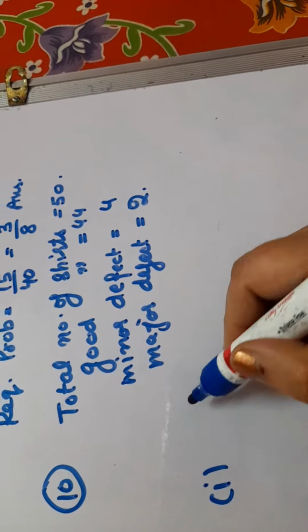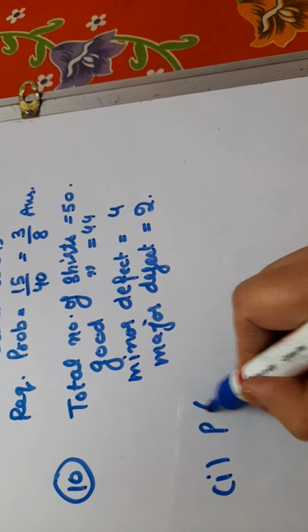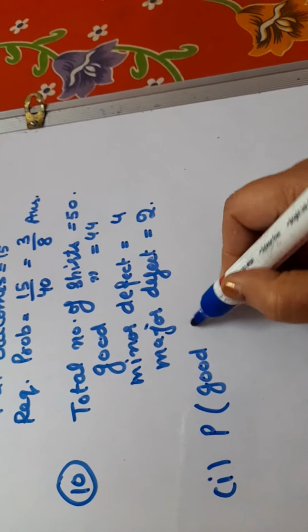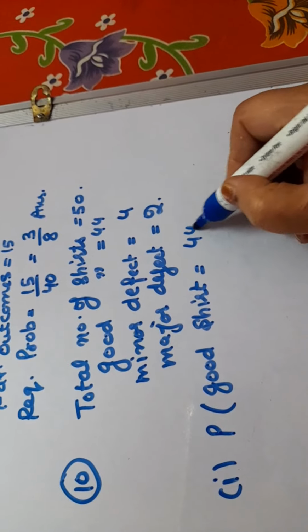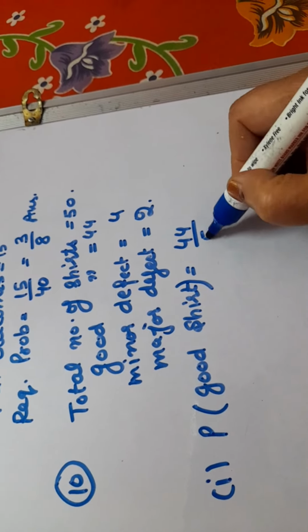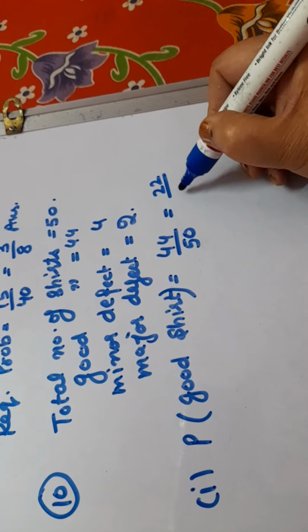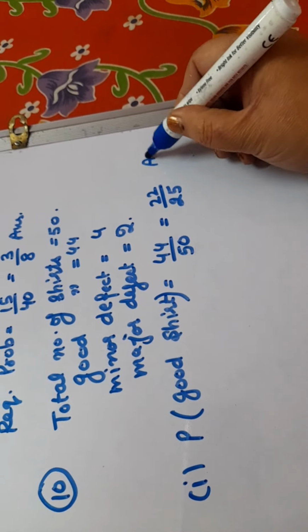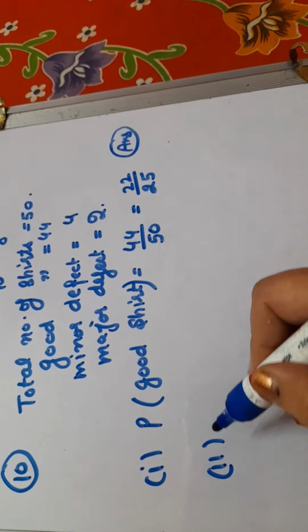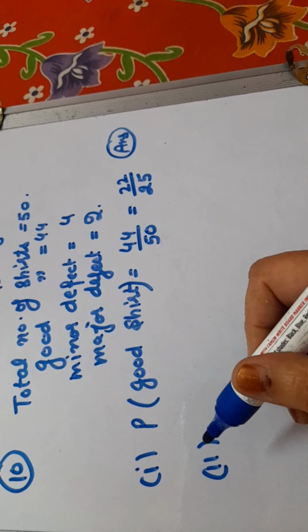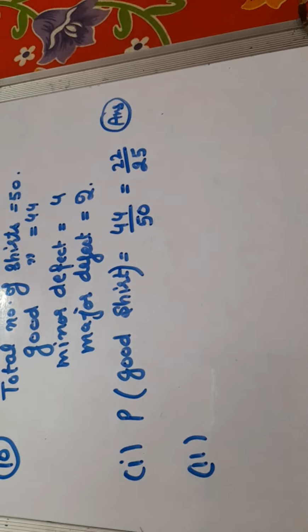So we will do the first question: what is the probability that it is acceptable to a trader who accepts only a good shirt? So we have to find the probability of a good shirt. Good shirts are 44 and total number of shirts is 50. So 44 upon 50, cut by 2, 2 upon 25. This is our final answer. Now the second part is, what is the probability that it is acceptable to a trader who rejects only a shirt with major defects?